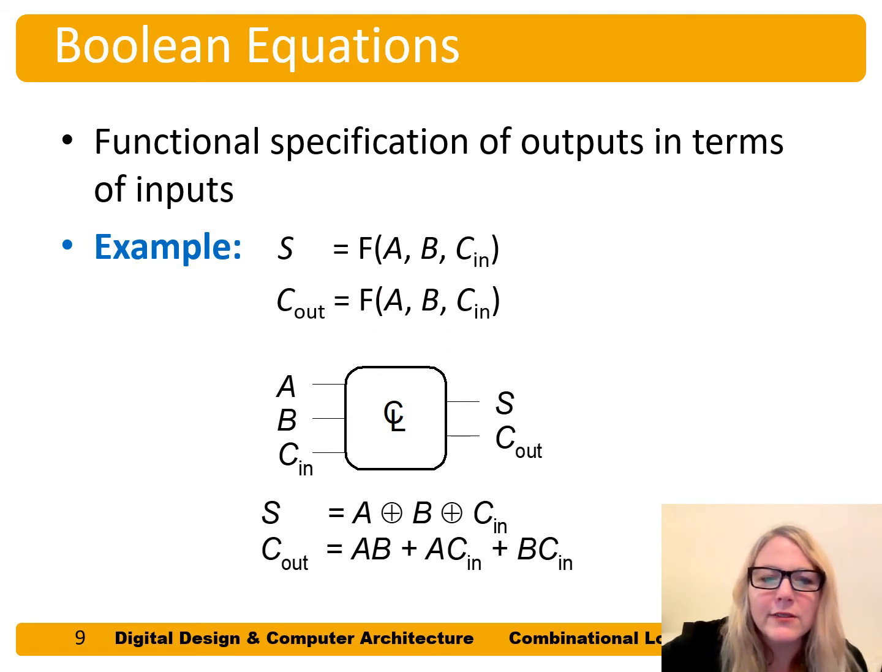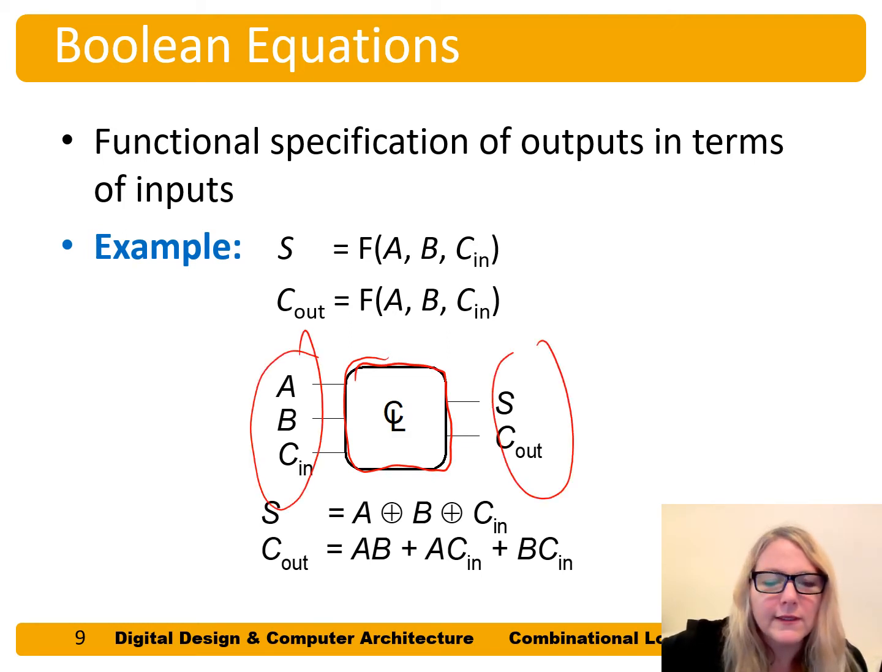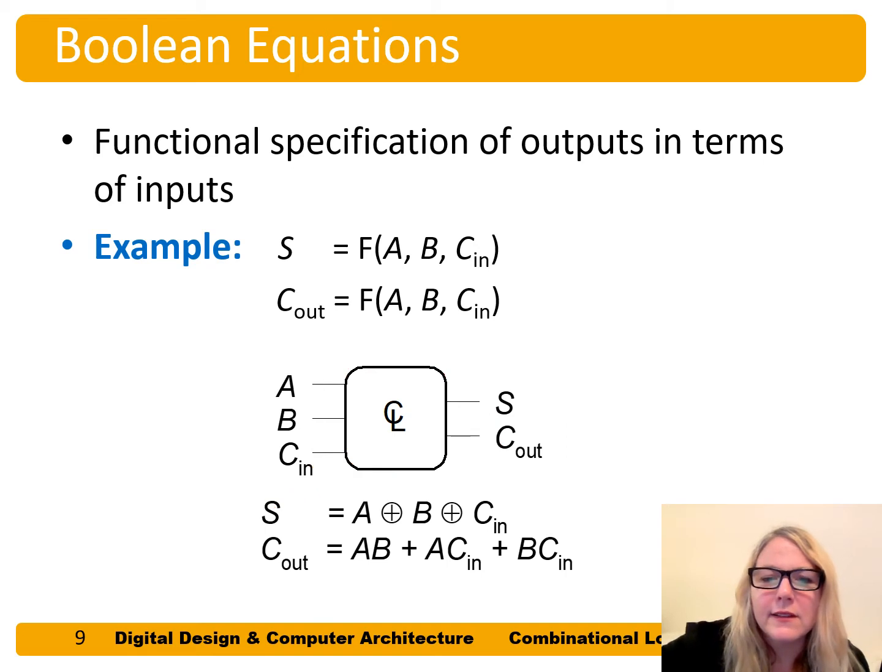And then we can write equations for that. This CL, this kind of symbol, indicates that the circuit is combinational logic, or combinational logic. And so we have three inputs, A, B, and C in, and our outputs S and C out. S in this case stands for sum, and C out is the carry out.